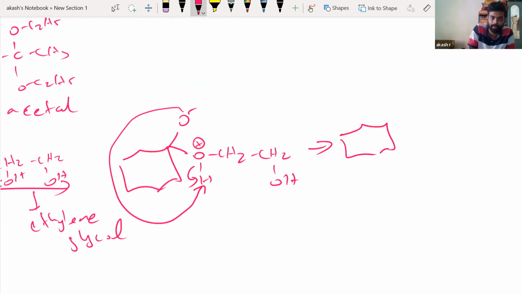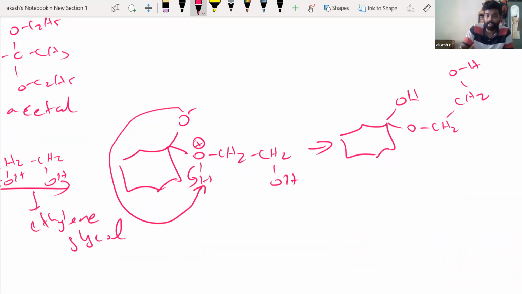So now what is going to happen? We would have had one OH, and we would have had one oxygen atom here, right? And that is attached to CH2, and that is also attached to one CH2 and OH. Is it correct? Yeah, right. Right. Now what is going to happen?